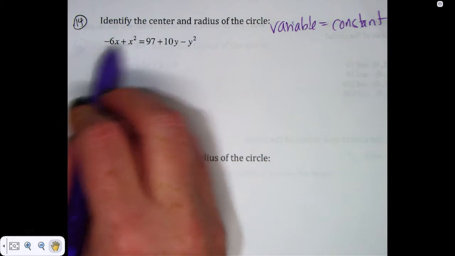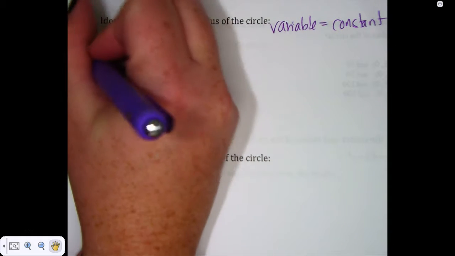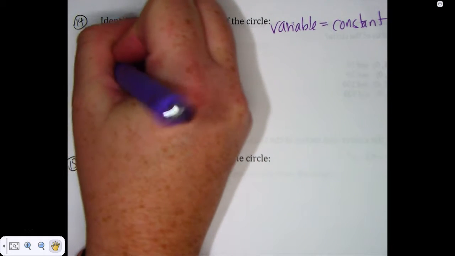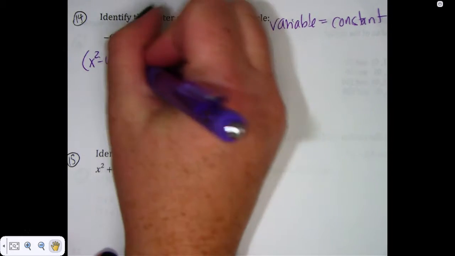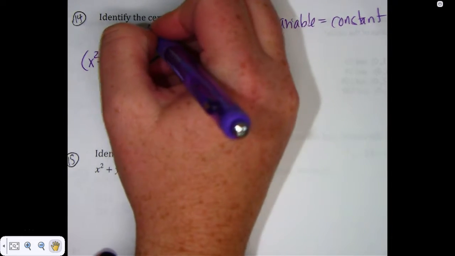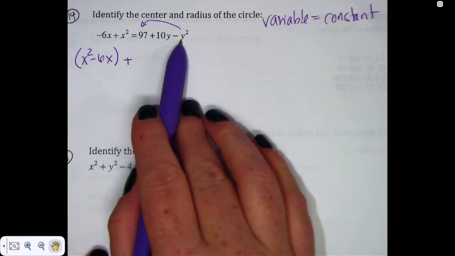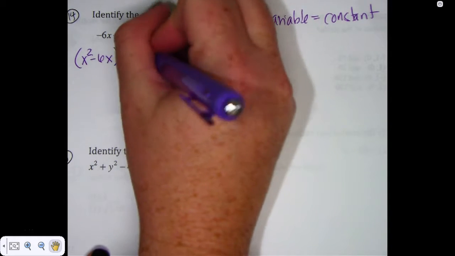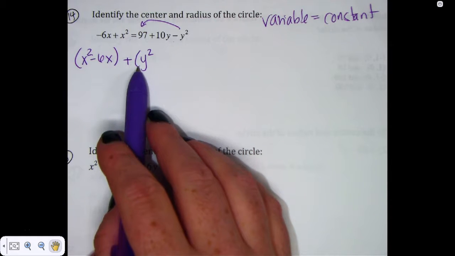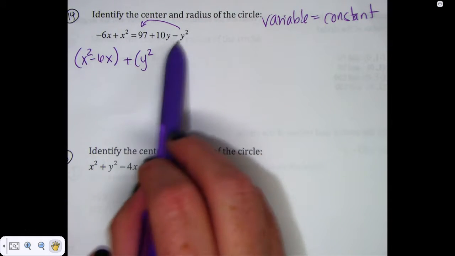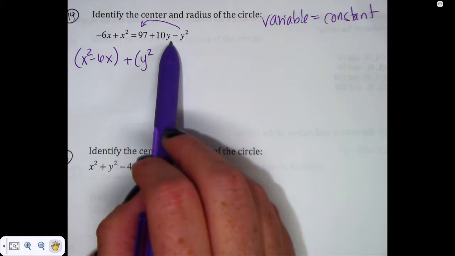So when I do that, x squared is on this side, minus 6x is on this side. I'm going to group them together. This is a negative y squared. I have to move it to the left side. When I switch the side, I switch the sign. So it becomes a positive y squared on that side. Okay, that's how I move terms on either side of an equation.